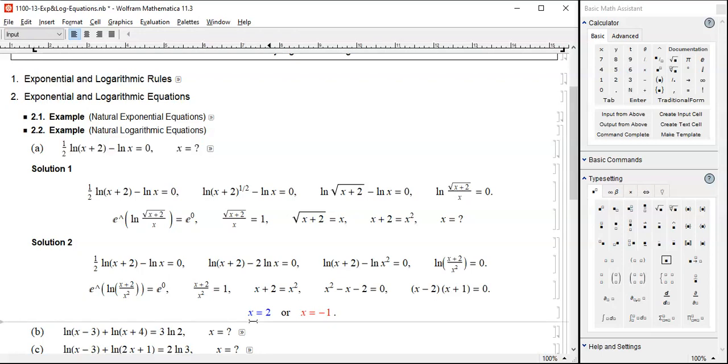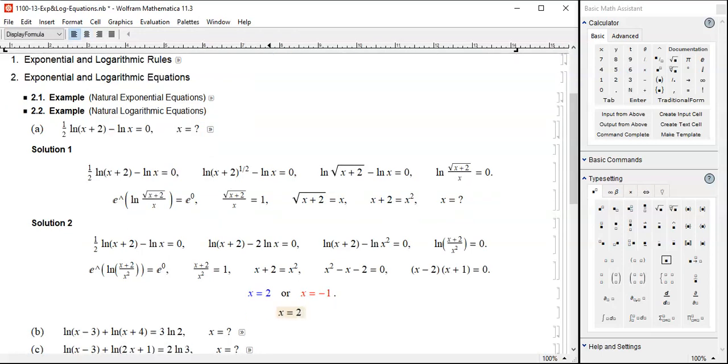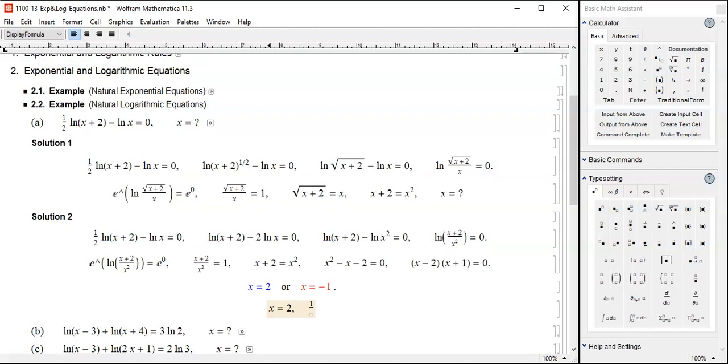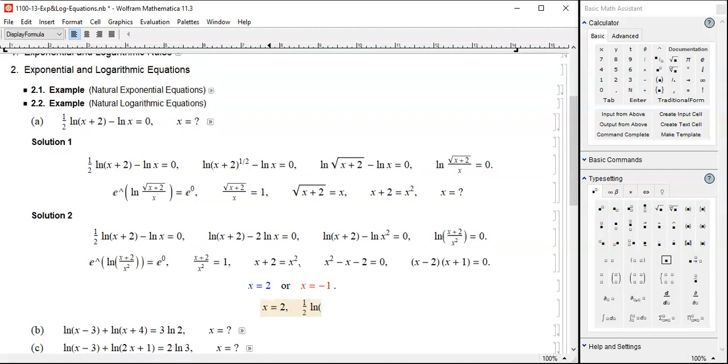Wanna see? When x is equal to 2, then 1/2 log of x plus 2, 2 plus 2, minus log of 2 is 0, is that right? 1/2 log of 4 minus log of 2 is equal to 0. So log of 4 to the 1/2 power minus log of 2 is equal to 0. Wait a minute, what is 4 to the 1/2 power? That's square root of 4, so that's 2.